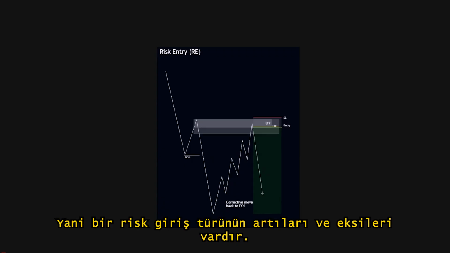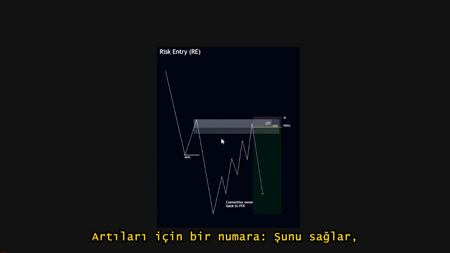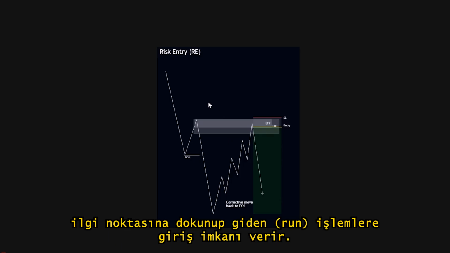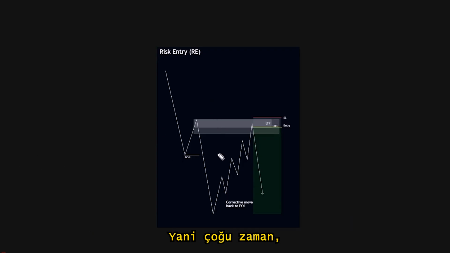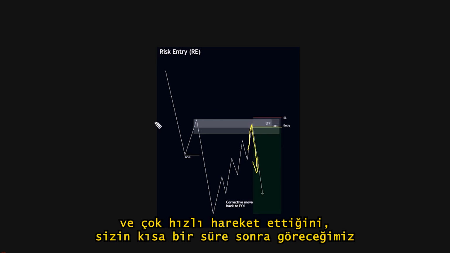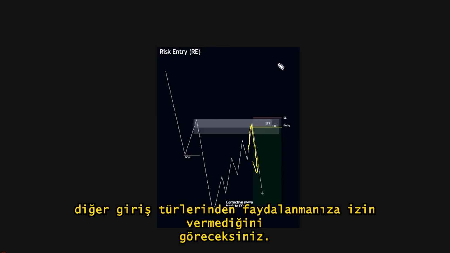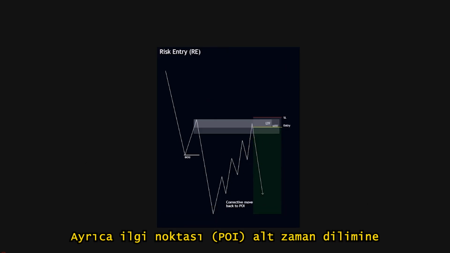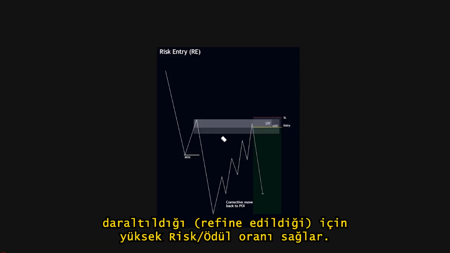Okay, so there are pros and cons of a risk entry type. Number one, for the pros, it provides entries that tap into the point of interest and run. A lot of times you'll see price tapping in here and moving significantly and very quickly, not allowing you to take advantage of the other entry types that we're going to be visiting shortly after. It also provides a high risk to reward as the point of interest is refined to the lower time frame.